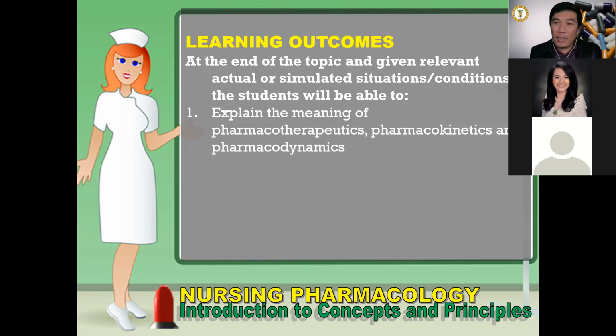ADME. A stands for absorption, D stands for distribution, M stands for metabolism, and E stands for elimination. So from that basic concept that I have mentioned about pharmacokinetics, if the drug enters the body, for example, you have taken a paracetamol, which is a drug used for pain relief. It is also used as an antipyretic for fever.